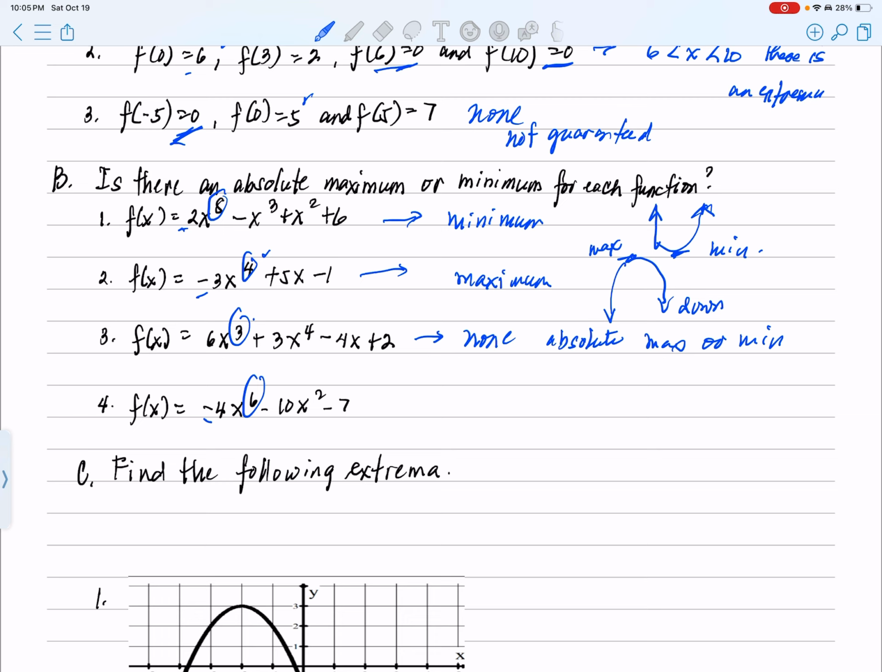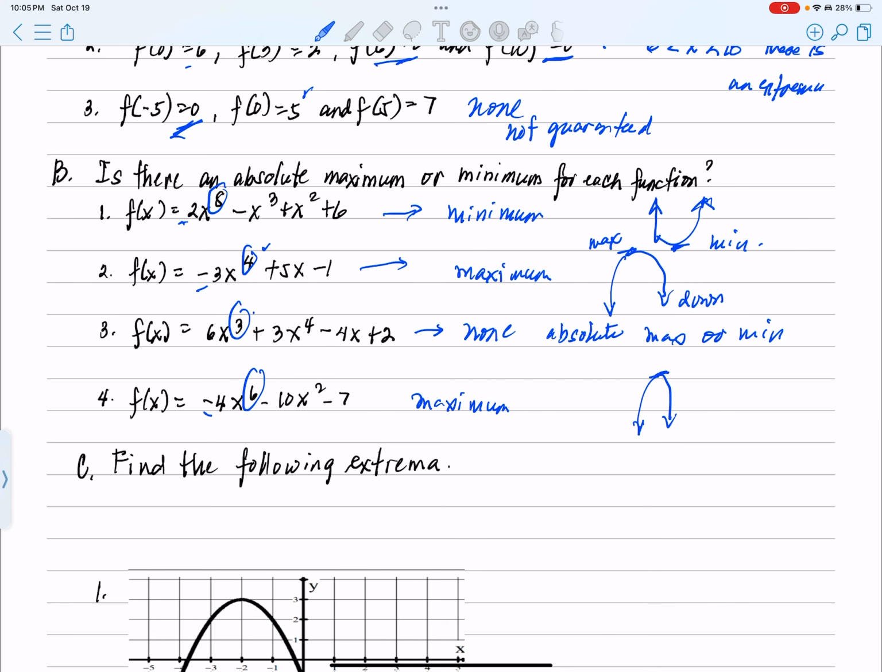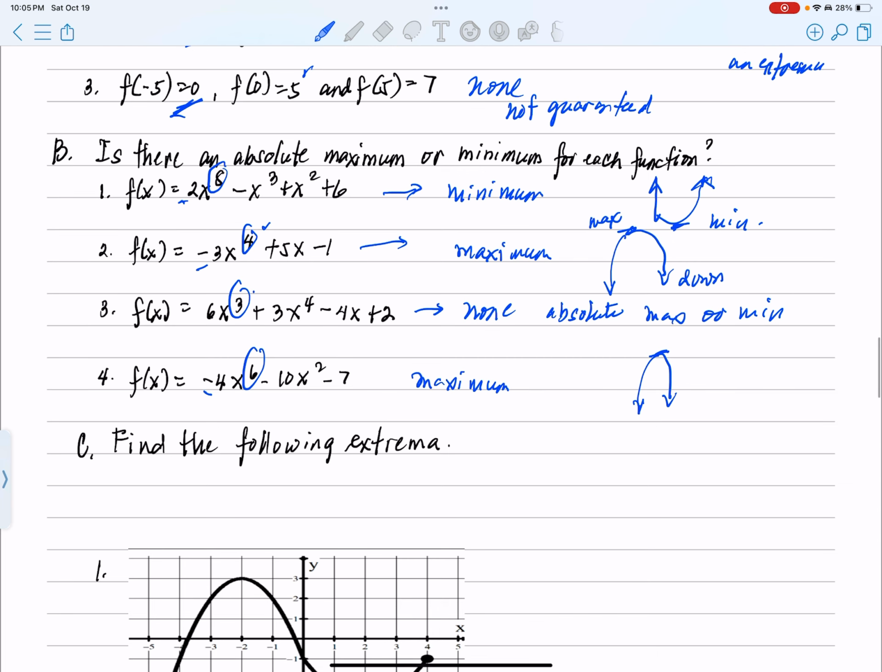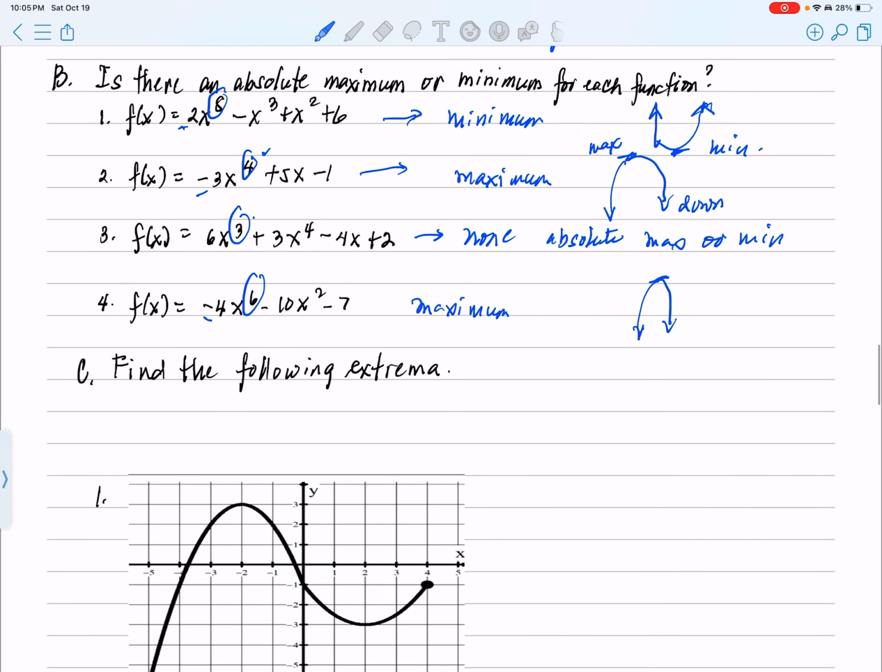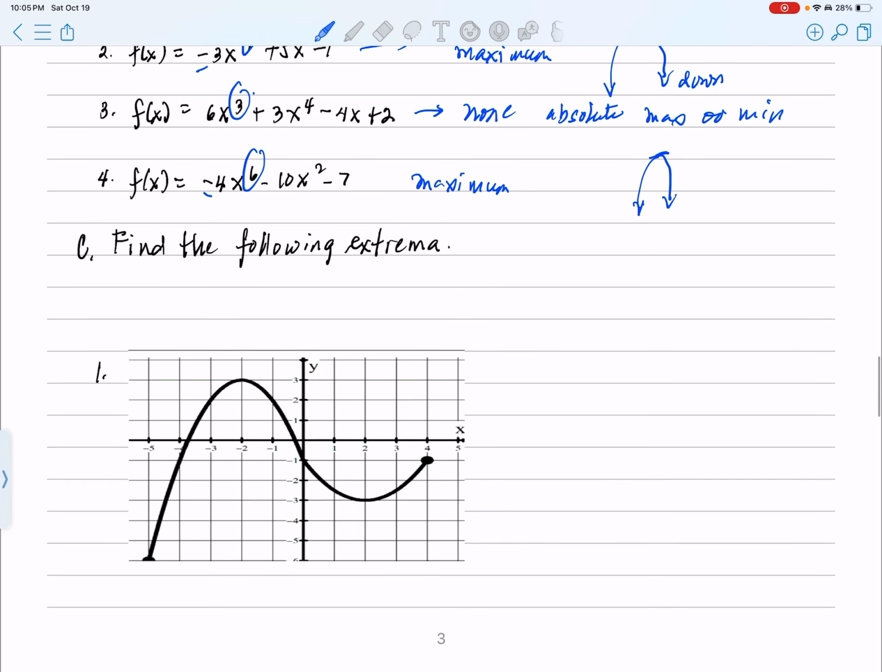Degree 6 is even and it's negative, so both are facing down, you have a maximum. 6 turns, 6 curves. So I don't know how many maximums that would be. We're gonna do more on this, the turns of our polynomial functions, later in another video. Find the following extrema.